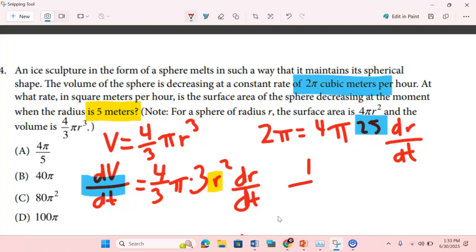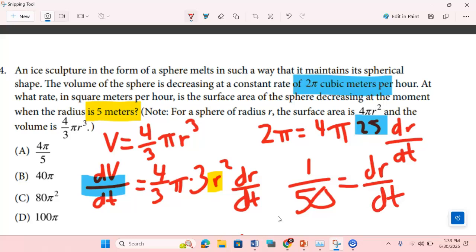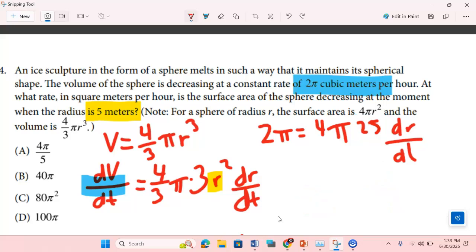All right, so 1/50th. As for the units, it's multiple choice, so you don't have to worry so much about it. If you're just doing a calculus problem, you'd think about the units here. But that is your dr/dt, 2 pi divided by 100 pi. Now, if you look at the question, at what rate is the surface area decreasing at the moment when the radius is 5 meters? So let's remember 1/50th.